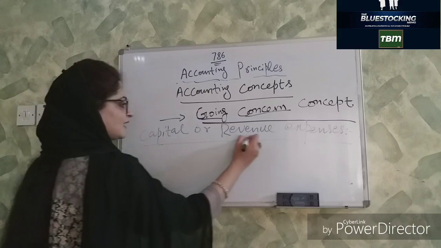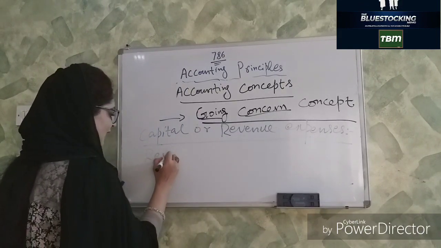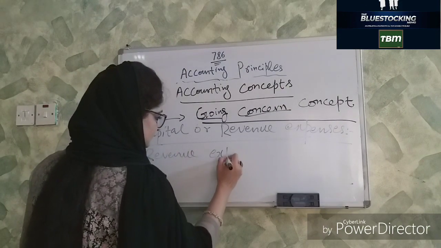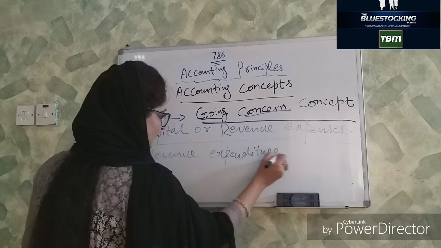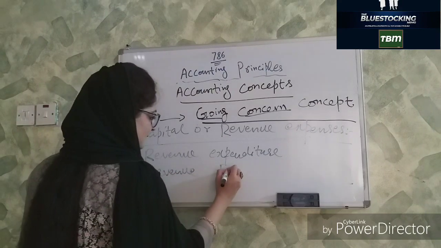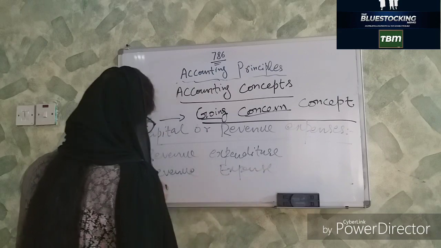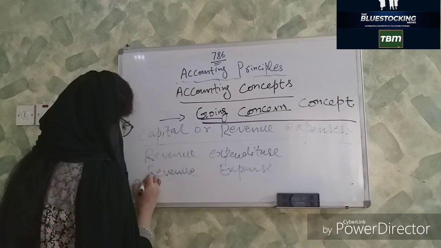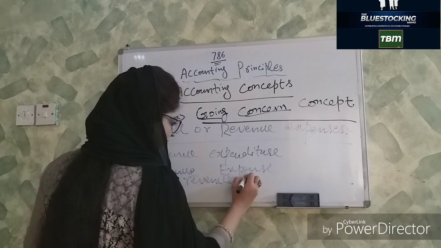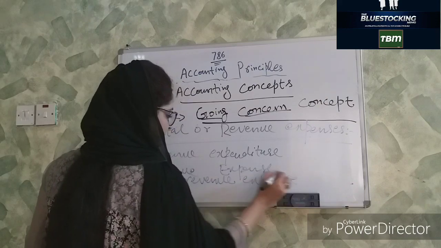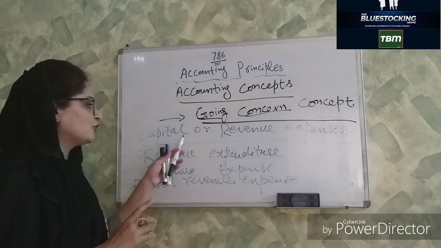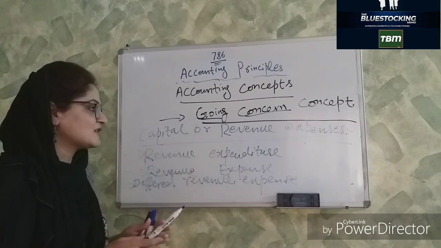So there is another word with regard to the revenue expenses. One is revenue expenditure. The other is revenue expense. And there comes the deferred revenue expense. What's the difference between these three? Of course, we would be studying it in detail in the next upcoming chapter.